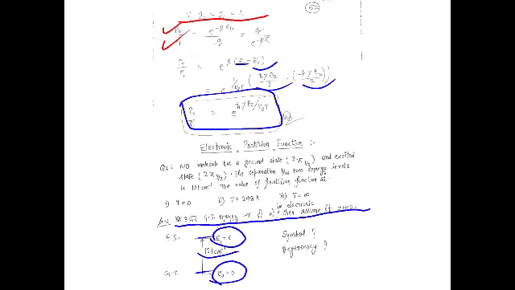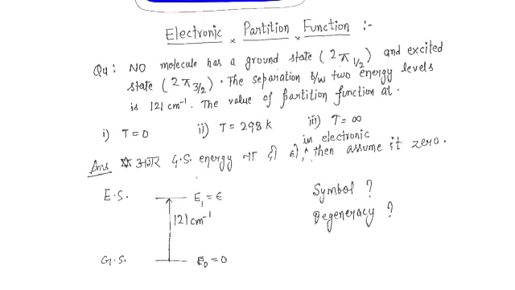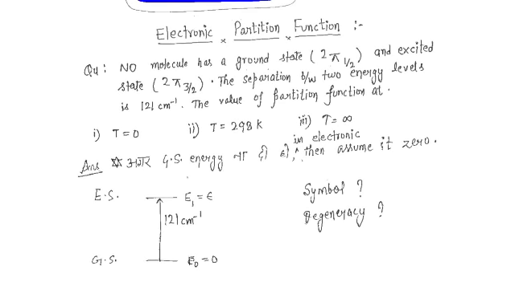So what are we going to do? We are going to write down, next to the energy levels, their term symbols. So what are the term symbols? For the excited state it is 2 pi 3 by 2, and for the ground state it is 2 pi 1 by 2. So these are the molecular term symbols. Alright, are you getting this?